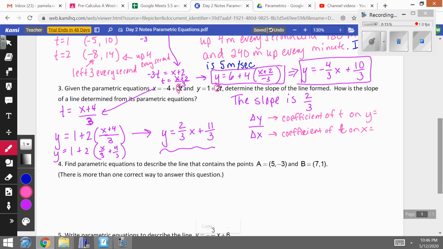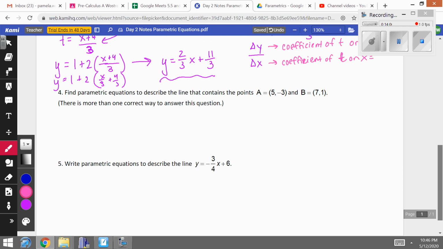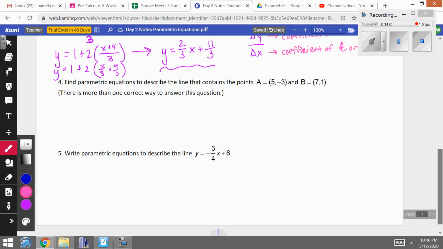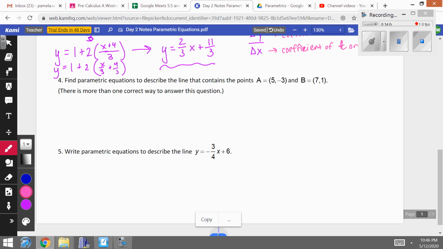So again, use that. Try number 4 and number 5 on this one here. I'm going to tell you that you can actually have multiple ways to answer this. So see if you can think about this one, and I'll come back. I'll unpause my video then too to come back and talk about it.